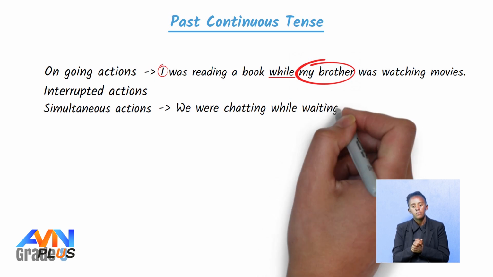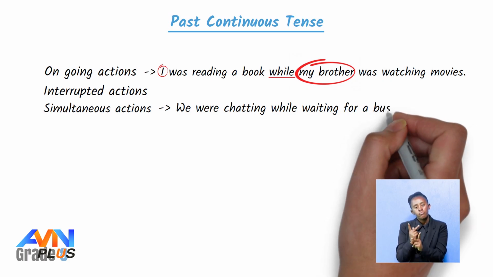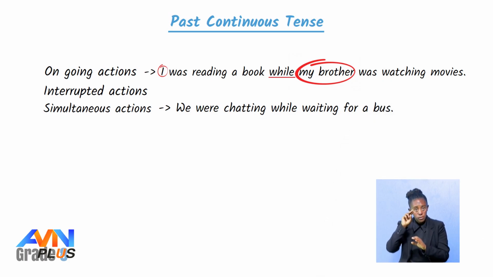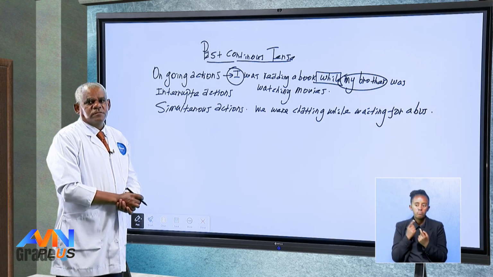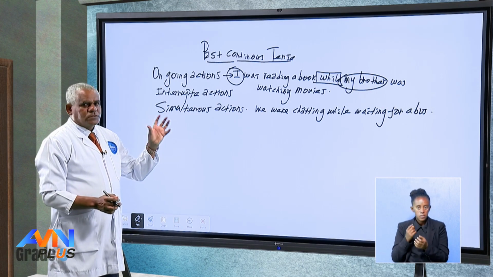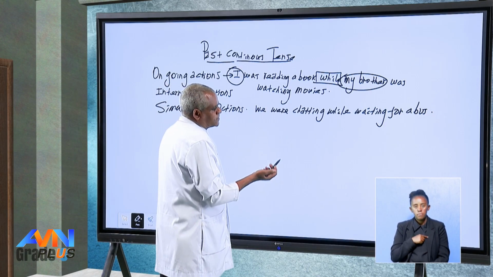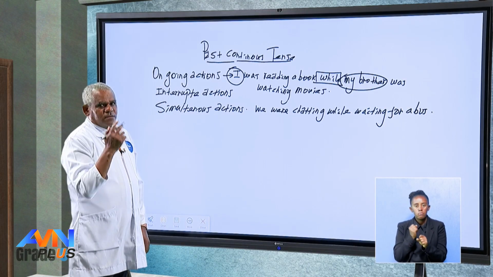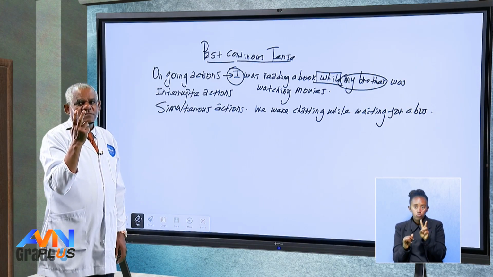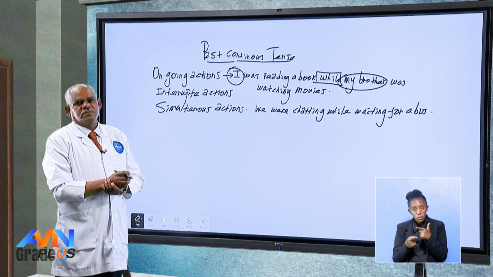While waiting for a bus. Yeah, it should be like this. We were chatting while waiting for a bus. That means the subject of the theme. There are two friends. The action is what? Different action. Of course, it's a different action. It is performed in two ways, right? One is they are chatting at the same time. They are also waiting for a bus.